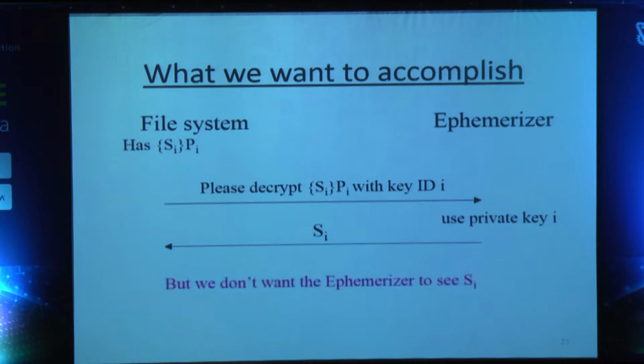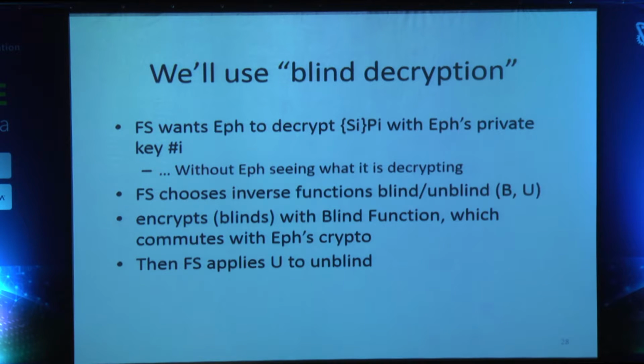But the problem is you don't really want the ephemerizer to see your master key with which a bunch of data is encrypted. So we want to fix up that protocol so that the ephemerizer doesn't have to be very trusted. I'd like the ephemerizer to be some sort of third-party organization that you don't know terribly much about, but you certainly don't want it to see the keys with which all of your data is encrypted. So for this, we're going to use a concept known as blind decryption.